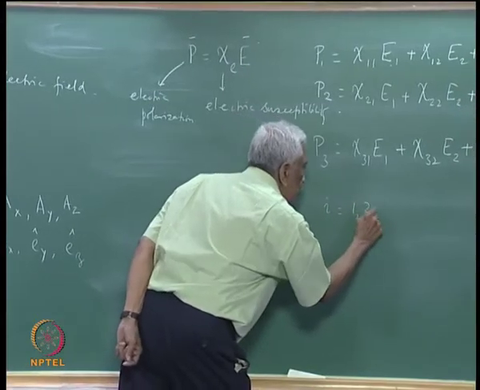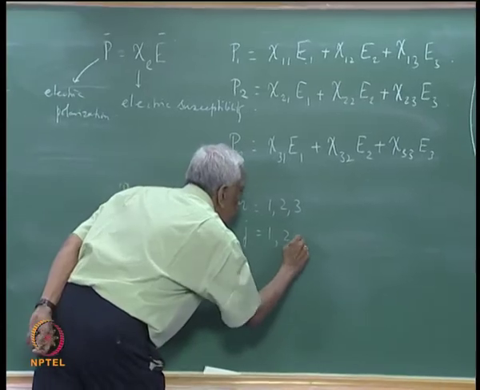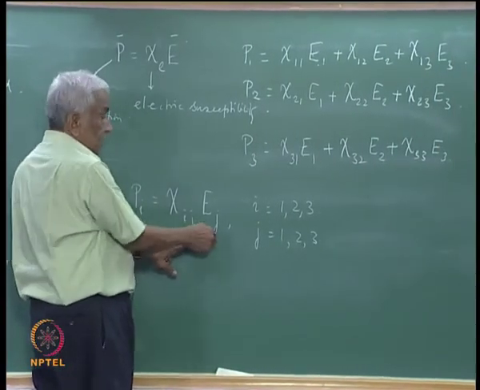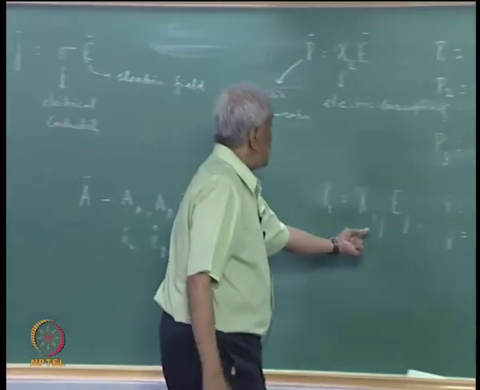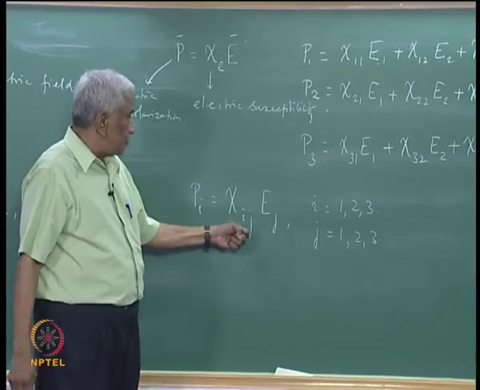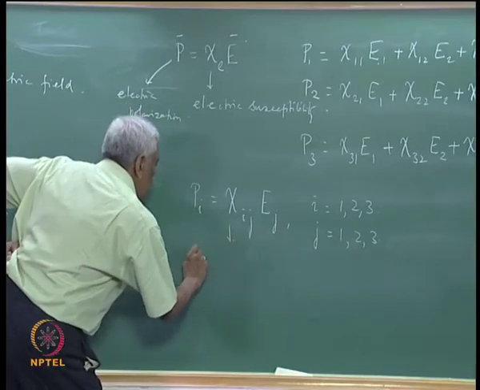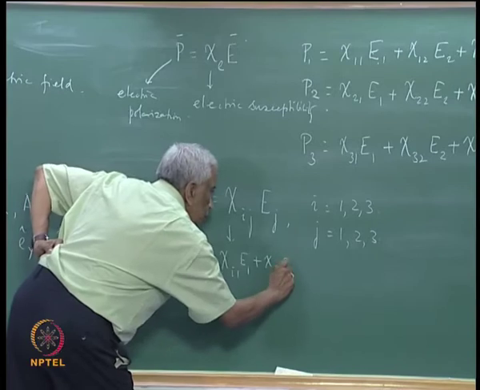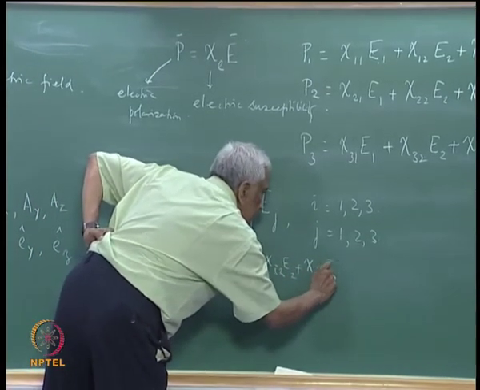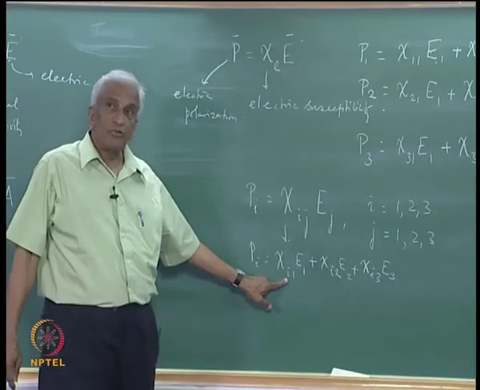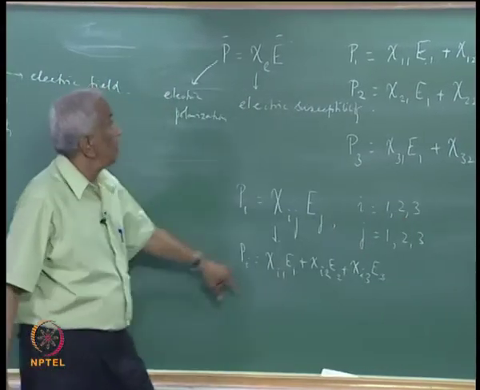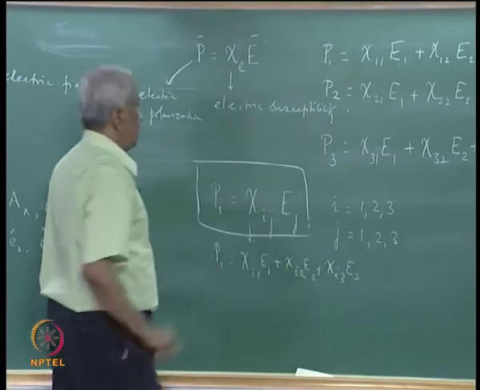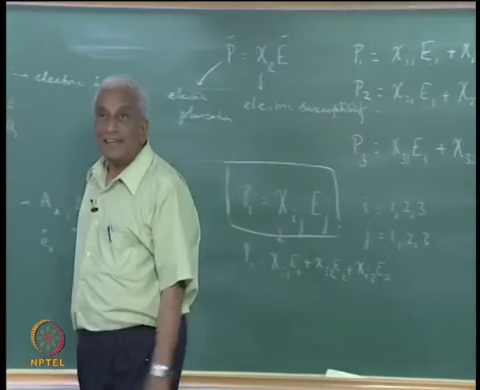Where i runs over 1, 2, 3, j also runs over 1, 2, 3. Since I have chi i j E j, the subscript j is repeated, so there is a summation over the subscript j. So, this really means, as I substitute, P i equals chi i 1 E1 plus chi i 2 E2 plus chi i 3 E3. And if I give the values 1, 2, 3 for i, I will get back all these three relationships. So, this compact relationship is a very compact way to represent this complex relationship.